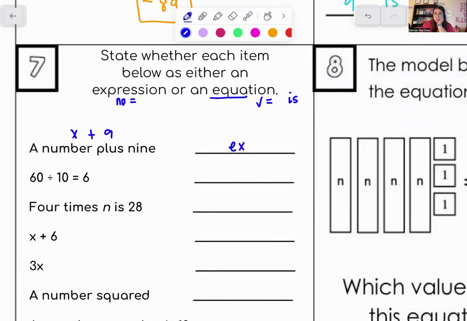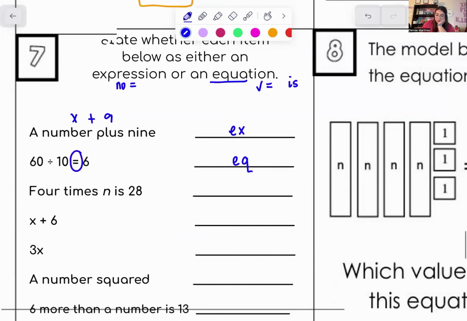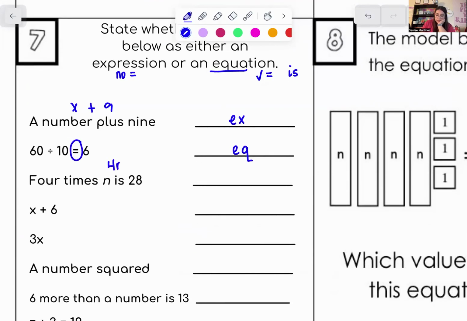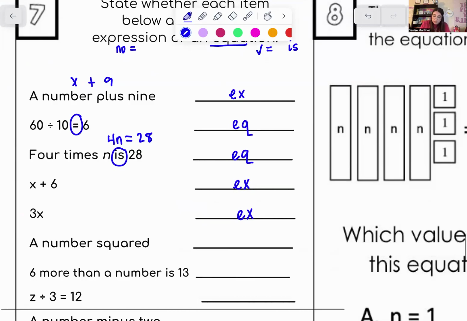60 divided by 10 equals 6. That's an equation. It has the equal sign. 4 times n is, oh, not is 28. That is tells me it's an equal sign. So yes, this is an equation. X plus 6, there's no equal sign, so it's an expression. 3x, that is an expression, no equal sign. A number could be any number. A squared, that's an expression, no equal sign.